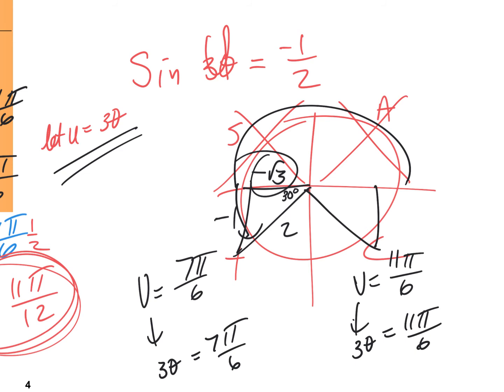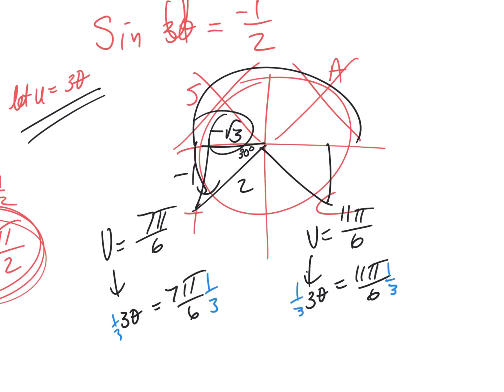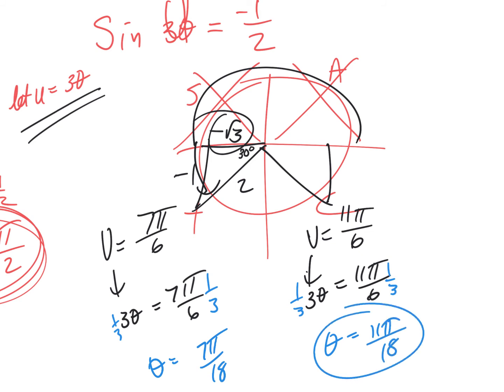And divide or multiply by 1/3 on both sides, so that theta is alone: 7 pi over 18 and 11 pi over 18. Put your virtual or real hand up if you had that one right. Yay, there's hope for you still.